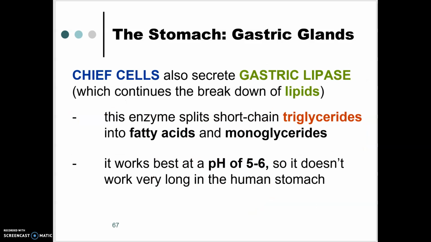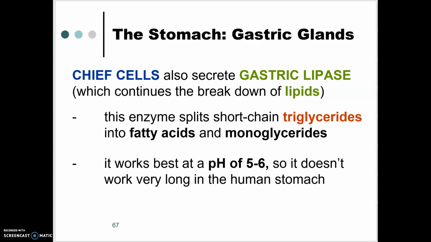Now, chief cells are also going to secrete an enzyme called gastric lipase. Now, we talked about a lipase before. We talked about lingual lipase. So you guys know that lipase is an enzyme that's going to break down lipids. So this is the second lipid enzyme that we've seen. And the gastric lipase is going to take short-chain triglycerides, and it's going to turn them into monoglycerides and fatty acids.